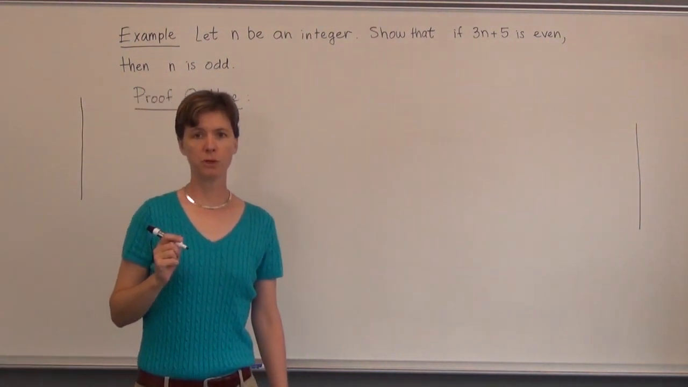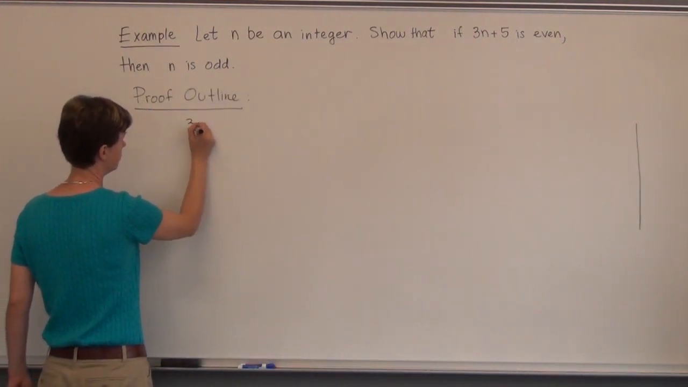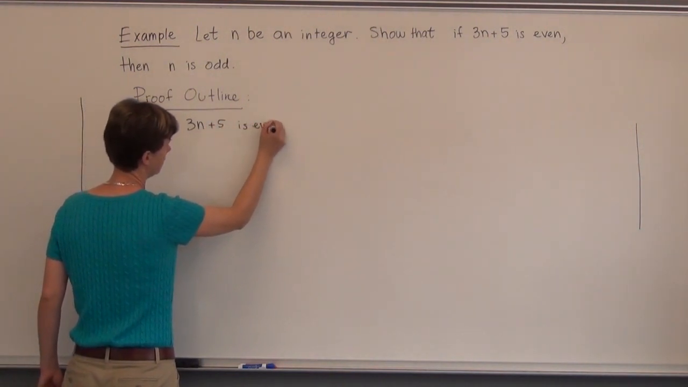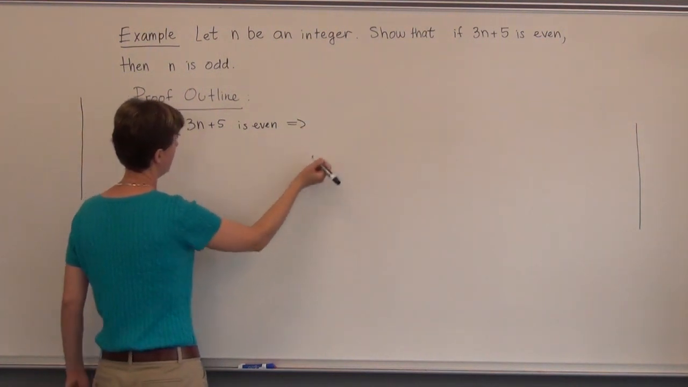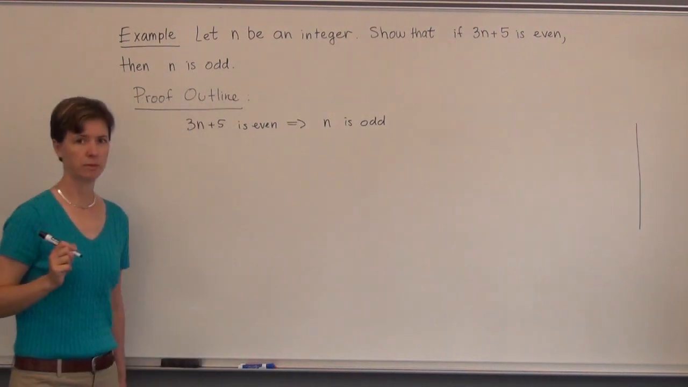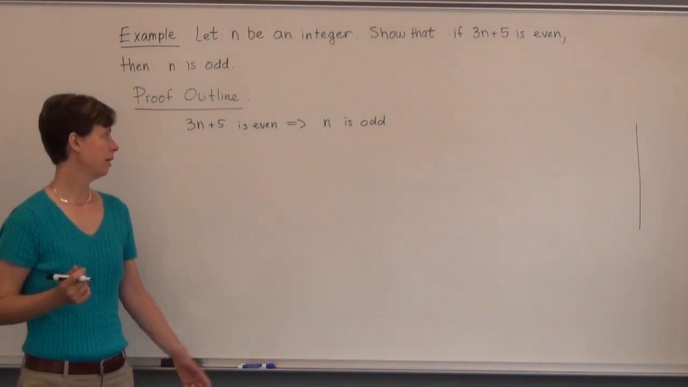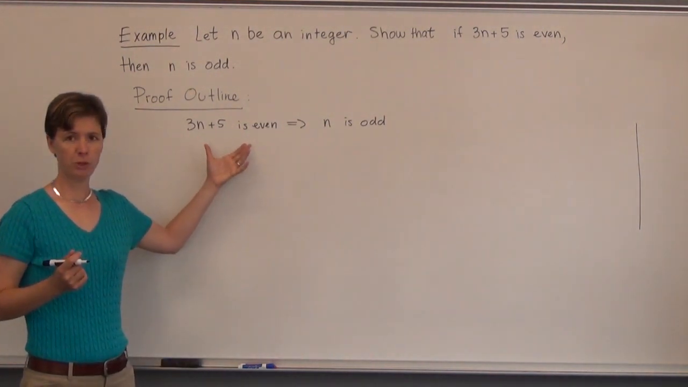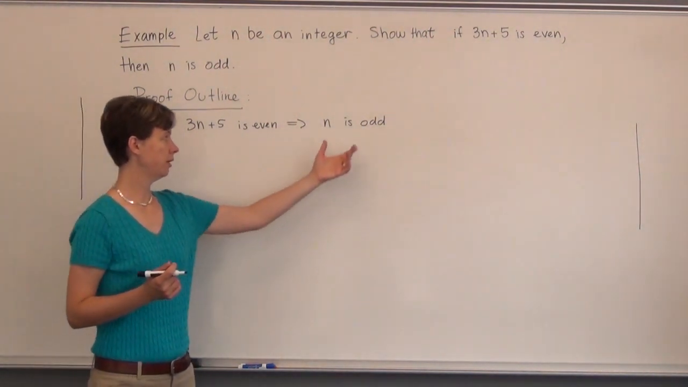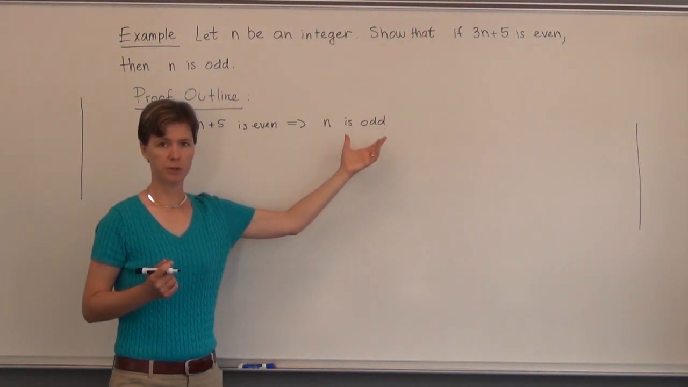First of all, let's record the statement that we're trying to prove. We have 3n plus 5 is even implies that n is odd. Now, we know how to do proofs like this directly. If this, whatever it is, is even, we assume that it has the form twice an integer, and then we try to demonstrate that this would have a form twice an integer plus 1.